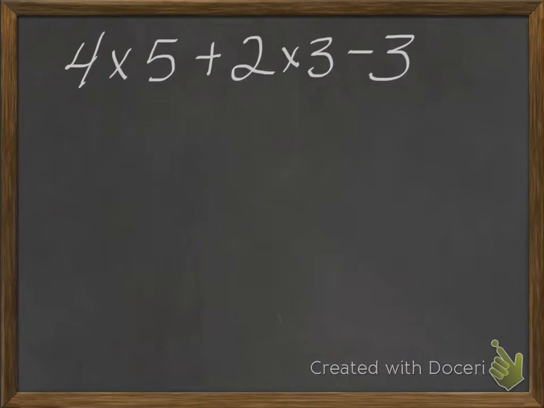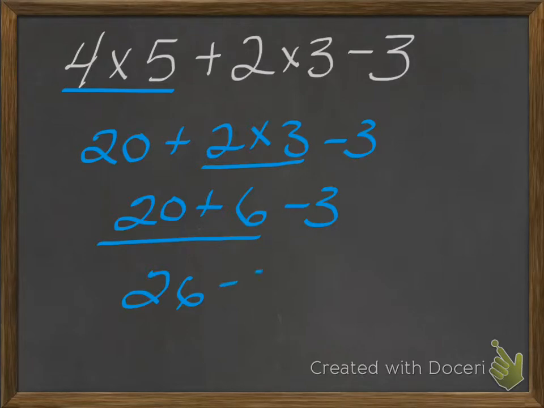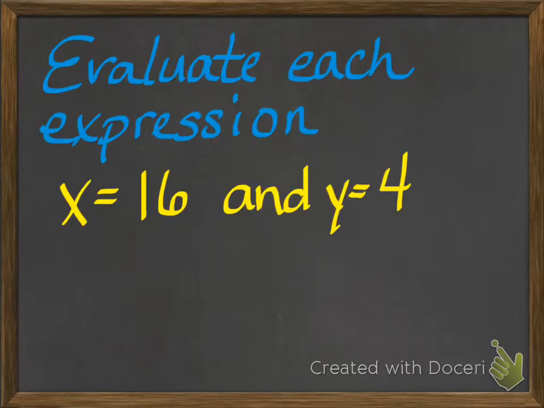Okay, so you would go in order from left to right. 4 times 5 is 20. And remember, we're doing multiplication and division left to right. And then we rewrite the rest of the problem. 20 plus 2 times 3 minus 3. Then we do the next multiplication or division left to right. There's that one right there. 2 times 3 is 6. Rewrite the rest of the problem around it. Now we can do addition from left to right. 20 plus 6 is 26. And rewrite the rest of the problem, minus 3. 26 minus 3 is 23. Okay? Not too hard. So let's try some more.